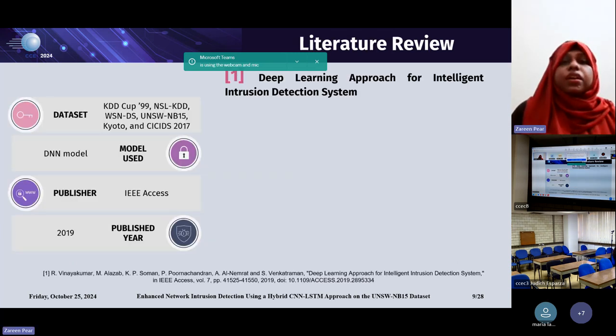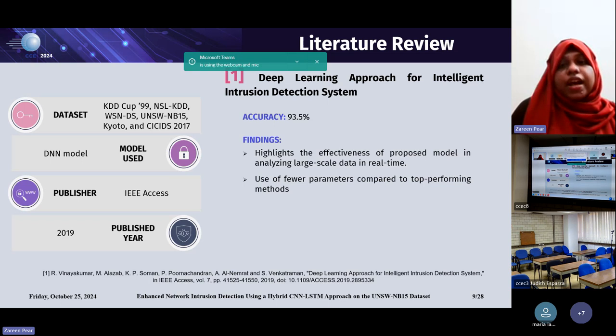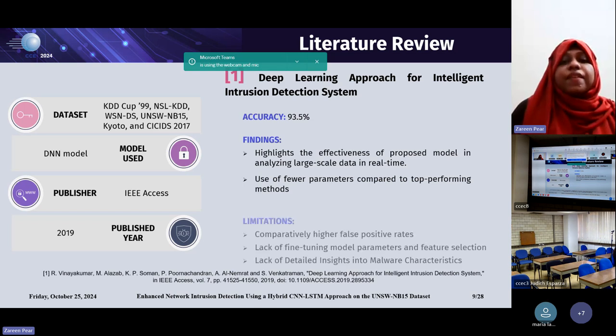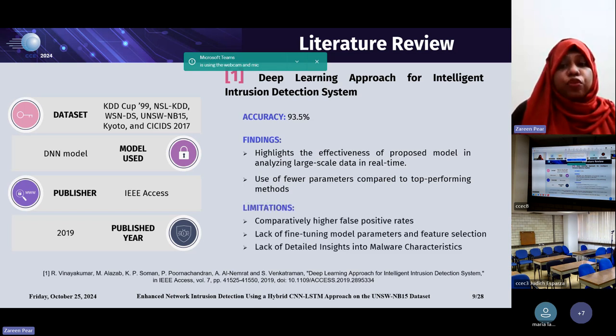There are many studies that have conducted this type of research. The first paper, named Deep Learning Approach for Intelligent Intrusion Detection System, used six types of data set and applied a DNN model, a deep neural network model, and attained very high accuracy. They also performed intrusion detection using deep learning models. But they have some limitations: very high false positive rates, so we try to work on these limitations.